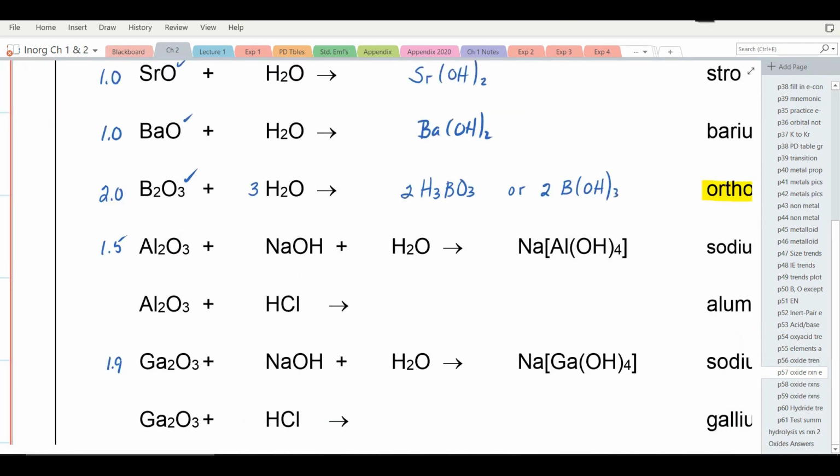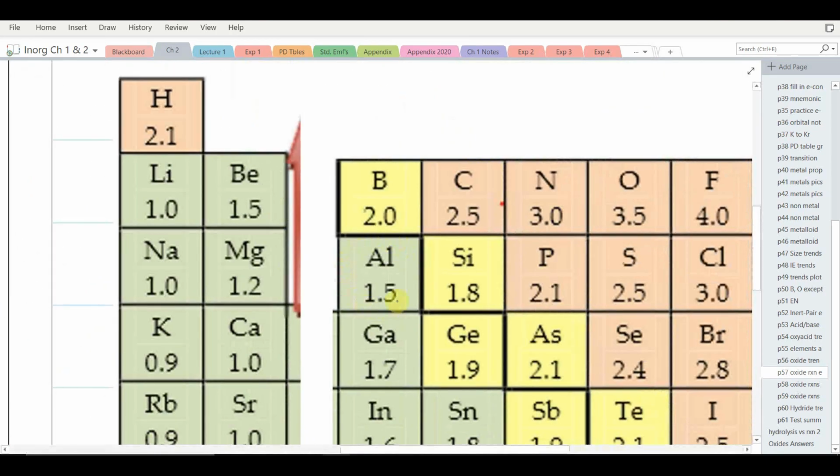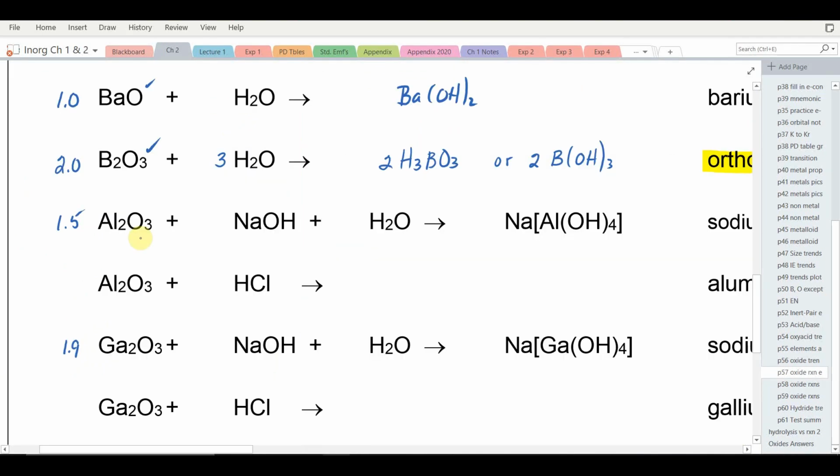So aluminum, with an electronegativity of 1.5. Well, it sits right on the staircase. We know it's a metal by virtue of its properties, but it also has some metalloid characteristic. So it does in fact act as a metalloid, dissolving in base, producing sodium tetrahydroxoaluminate ion. We'll learn how to name these later in the course. You're not responsible to memorize this, but we can balance it.